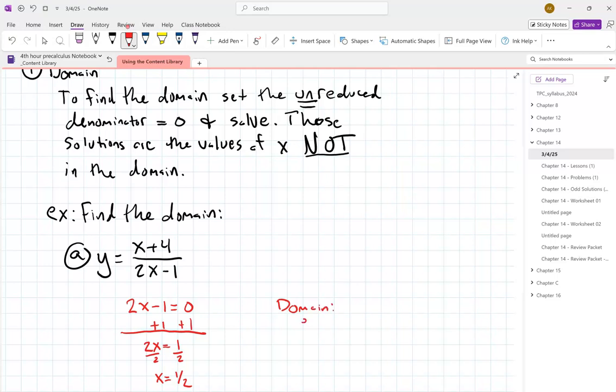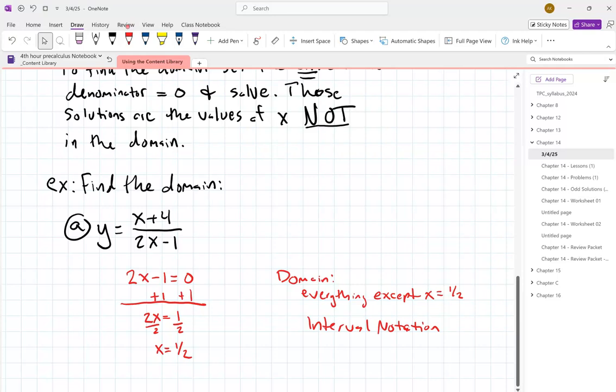So my domain needs to be everything except x equals 1/2. Now, we're not going to write our domain in words. We're going to write it using interval notation. We're going to need 2 intervals to describe everything except for 1/2. We're going to need everything before 1/2 and then everything after 1/2. So everything before 1/2 starts at negative infinity and goes up to 1/2. And I'm going to use a parenthesis there because the parenthesis in interval notation indicates that 1/2 is not included in that set of numbers.